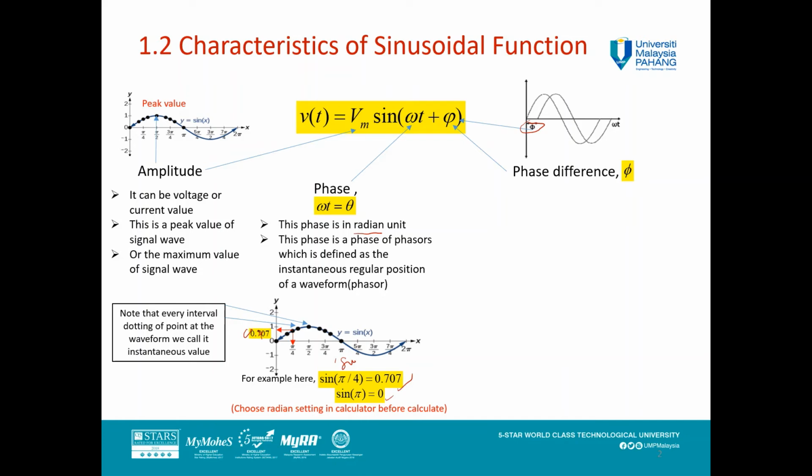Maksudnya, perbezaan daripada, kalau this case dia tak ada lagi dua waveform, dia adalah daripada reference from 0 tu berapa dia bergerak kepada the next position dia. That means tu ada phase different angle dia, maksudnya dia bergerak daripada reference tu berapa dia punya perbezaan. Okay, phase different. This phase is either in degrees or radian. Dia boleh jadi dua bentuk, sama ada degrees ataupun dalam bentuk radian. It is the angular difference between two waveform or phasor.